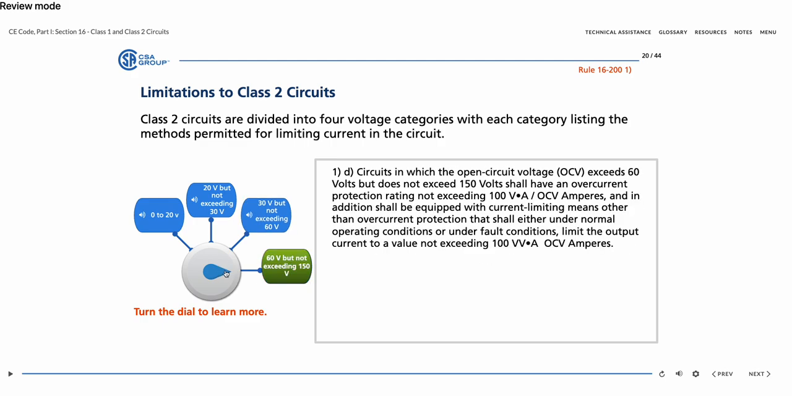D. Circuits in which the open circuit voltage, OCV, exceeds 60 volts but does not exceed 150 volts shall have an overcurrent protection rating not exceeding 100 VA divided by OCV amperes, and in addition shall be equipped with current limiting means other than overcurrent protection that shall either under normal operating conditions or under fault conditions limit the output current to a value not exceeding 100 VA divided by OCV amperes.